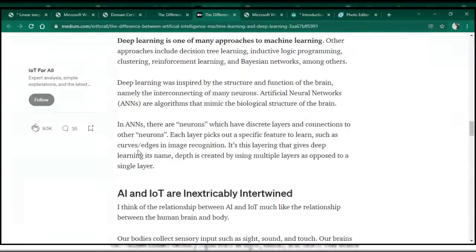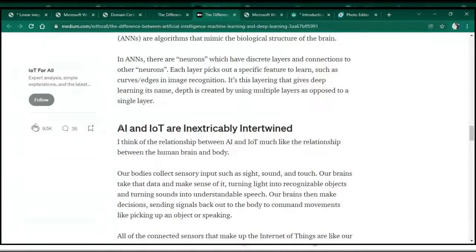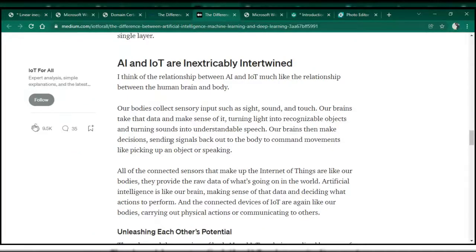It picks out one after the other. It does not pick out at once. Then there is AI and IoT. AI is artificial intelligence. IoT is Internet of Things. What happens here is that you are connecting many devices at once through internet.